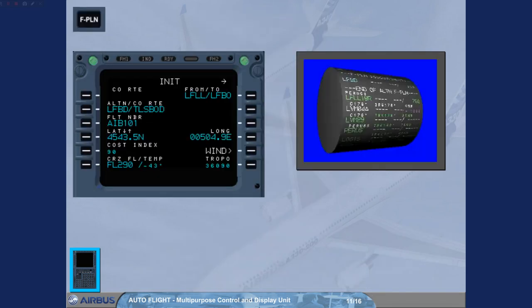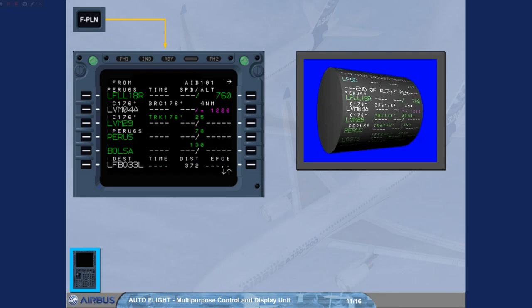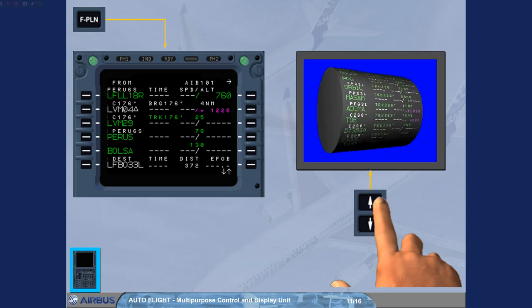Example of vertical slew keys use. The flight plan is like a drum. As only 6 lines can be displayed on the MCDU screen, the vertical slew keys are used to roll the drum up or down in order to display the off-screen portions. A pair of arrows displayed on-screen indicates that additional lines are available.